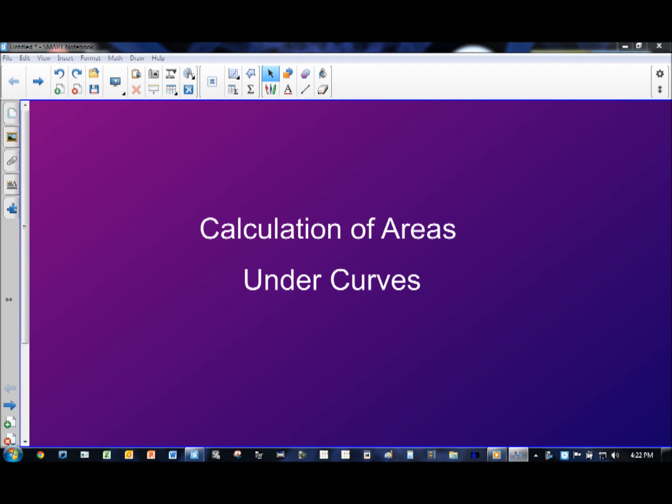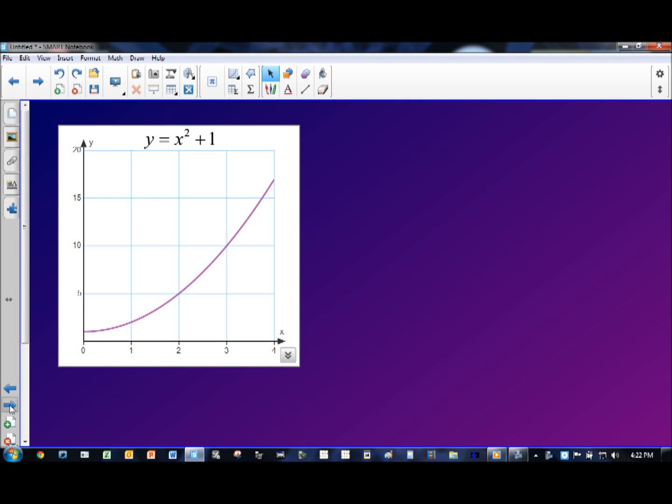All right, another thing you're going to need to know before we start calculus is the concept of calculating the area underneath a given curve. So I'm going to do a couple of examples with you, and hopefully that will help with tomorrow's assignment. The first graph I'm going to look at is y equals x squared plus 1.